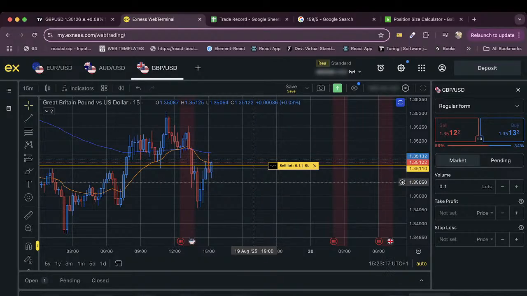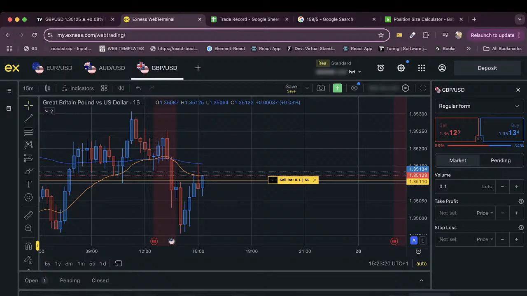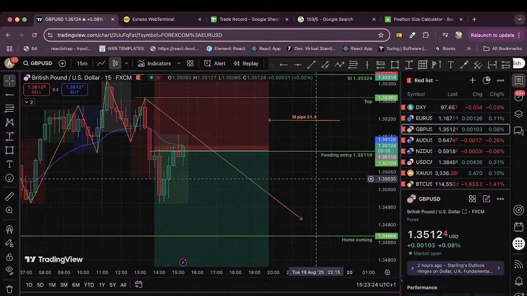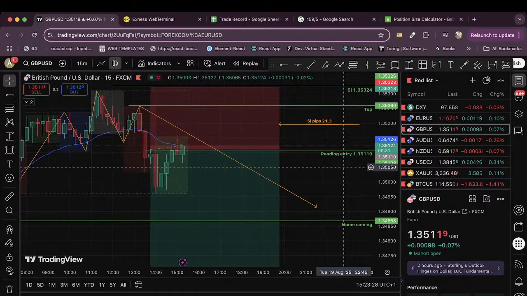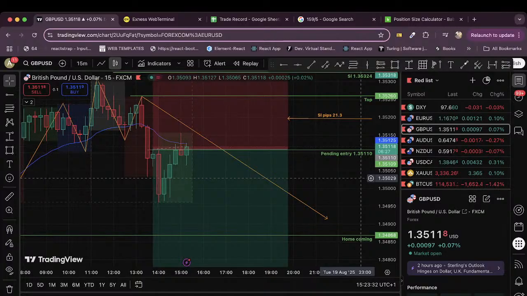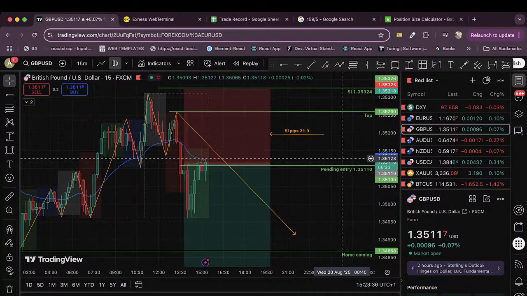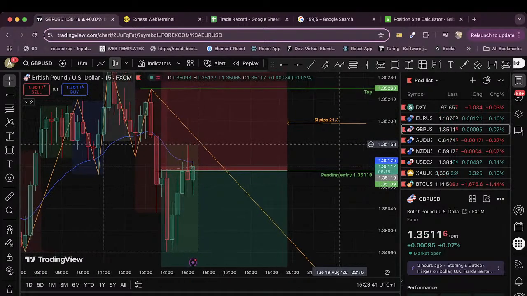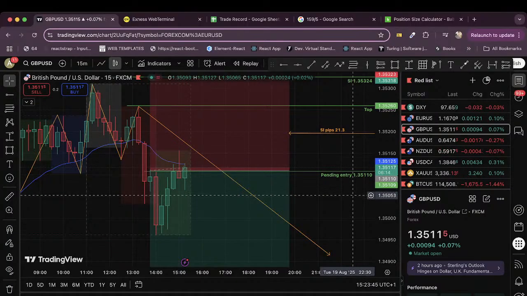But let's not be faster than our shadow. We'll give them the benefit of the doubt, but we will not give them that benefit of the doubt for a very long time. We'll just give them a small benefit of the doubt. The only benefit of the doubt I can give them is I need them to protect the high of that bearish hammer. They need to protect that high. If they don't protect it, I'll leave them alone.